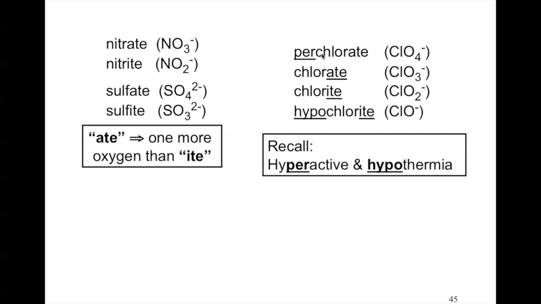All right, so perchlorate. Per or hyper means above, so this is adding an oxygen to the one with the chlorate ending. So perchlorate is one oxygen atom more, so that would be ClO4 minus.